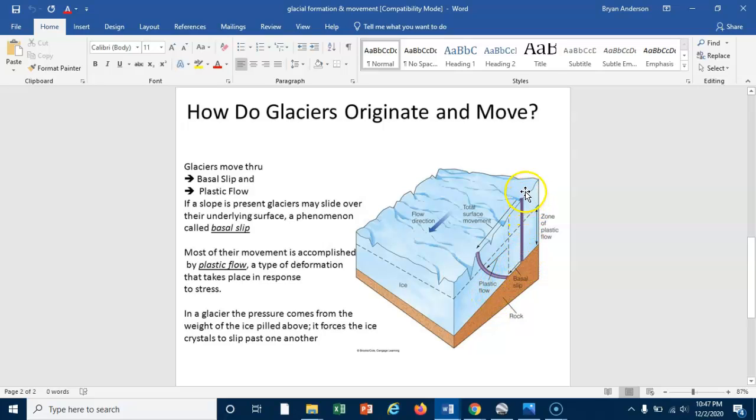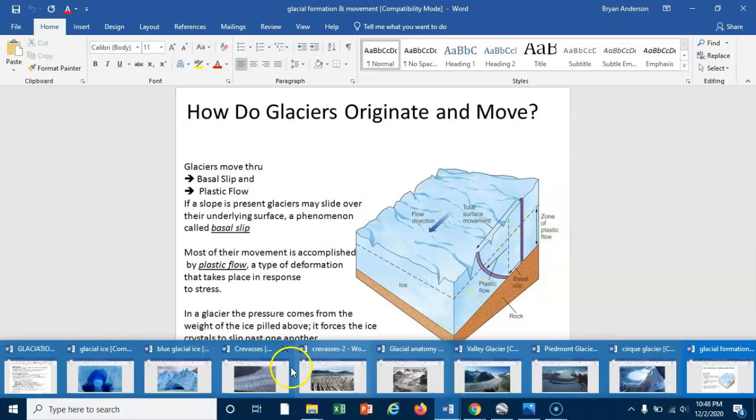Okay, so if this lower portion is plastic and movable, and this upper portion, which we would call the brittle zone, is not behaving plasticky, then it's probably not a stretch to imagine that upper portion would crack in response to the movement of the lower portion and would create something called crevasses.